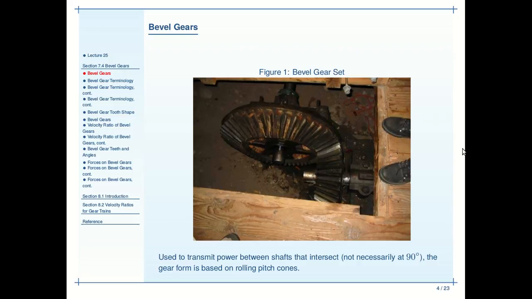Bevel gears are used to transmit power between shafts that intersect at some angle. We most often see bevel gears on shafts that are intersecting at 90 degrees, but other angles are certainly possible. The gear form of a bevel gear is actually a set of rolling pitch cones, so it's somewhat different from the helical gears that we previously looked at, which were really a set of rolling pitch cylinders.